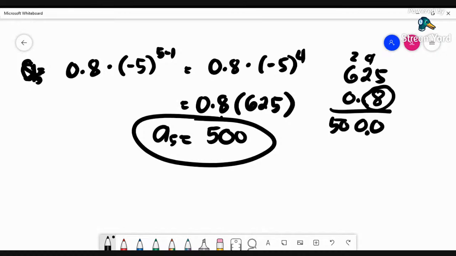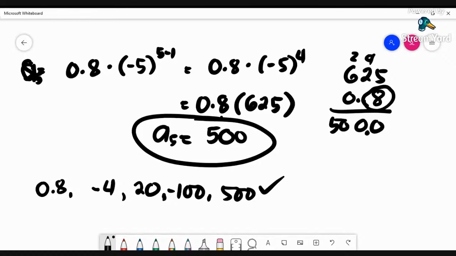Let's try to check if we are correct. 0.8 times negative 5, that is negative 4. The next term is negative 4 times negative 5, which is 20. The next term is 20 times negative 5, that's negative 100. Then negative 100 times negative 5 is 500. Yes, the answer is correct. Let's continue.